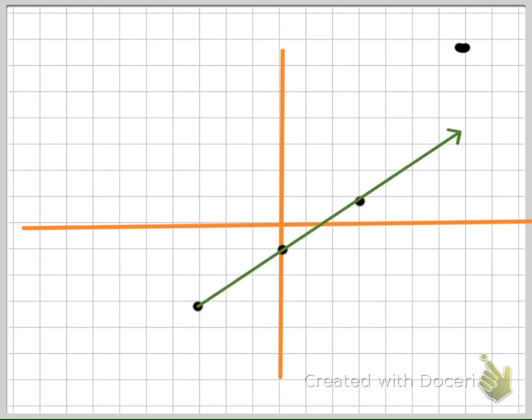And go, and please use a ruler to connect. Don't be freehanding it. Use a ruler. Okay, so again, I went from -1 up 2 and to the right 3, 2/3, and I also went down 2 and to the left 3.